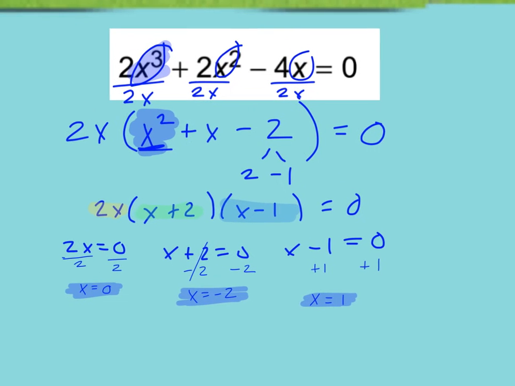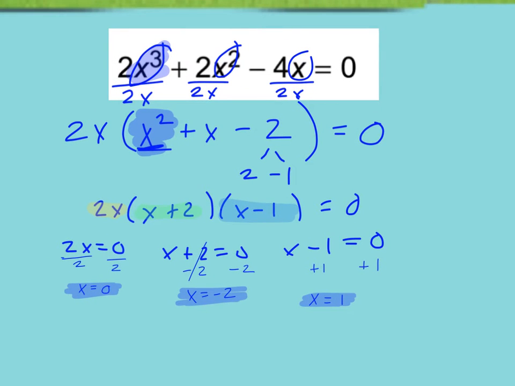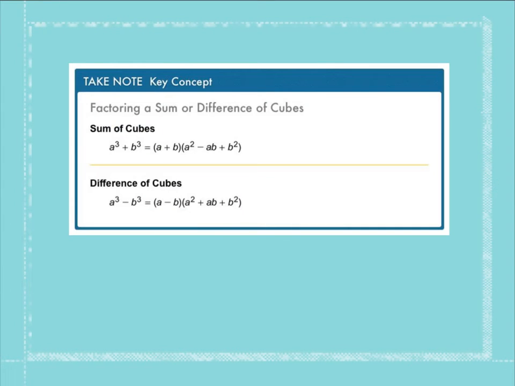So if we see, we started with x cubed. That tells us that we have 3 answers. Here we have 1, 2, 3. 3 answers. So we are factoring a sum or difference of cubes. So this is our sum of cubes equation, and then this one's our difference of cubes equation.